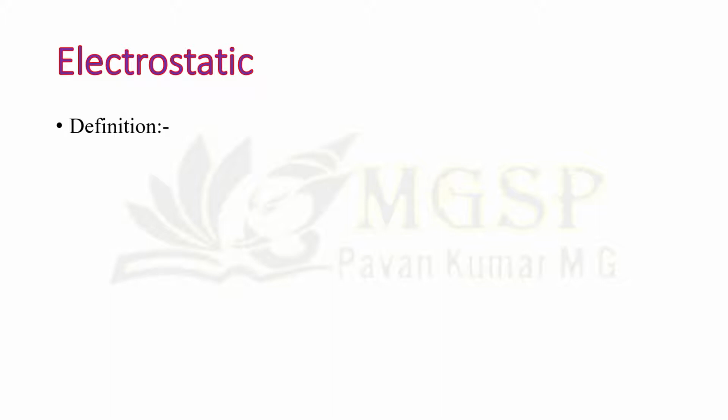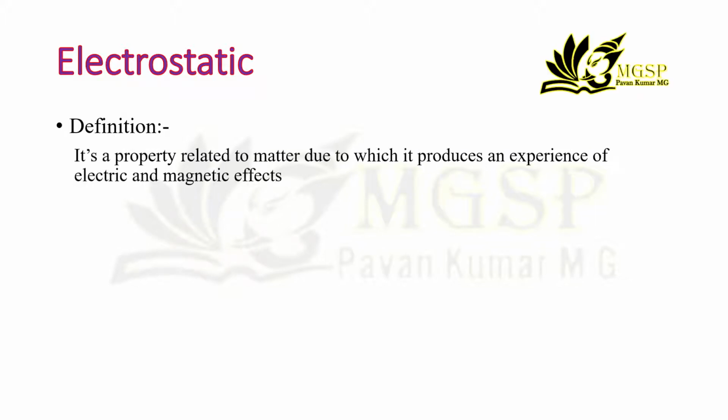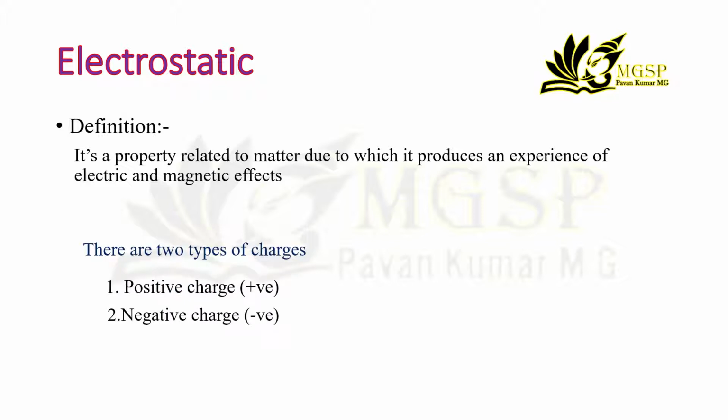What is electrostatics? Let's see the definition. It is a property related to matter due to which it produces and experiences electric and magnetic effects. And there are two types of charges. One is positive charge, one is negative charge. They are usually represented like this in problems.